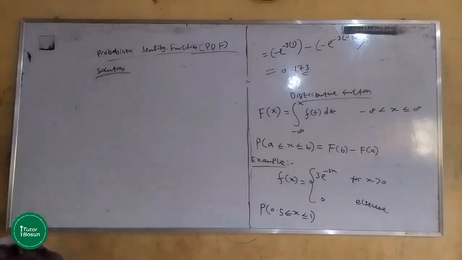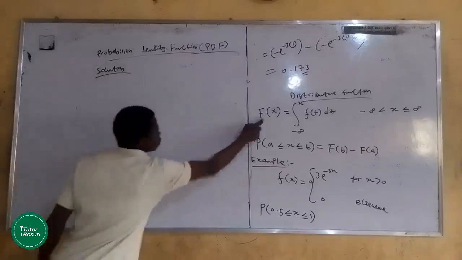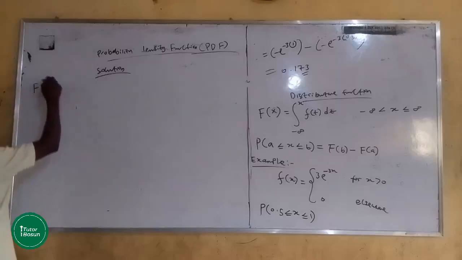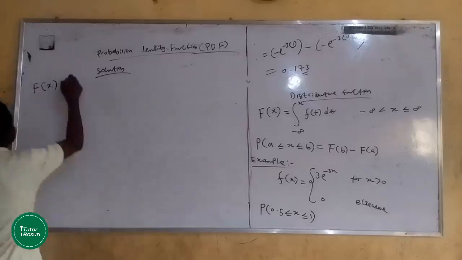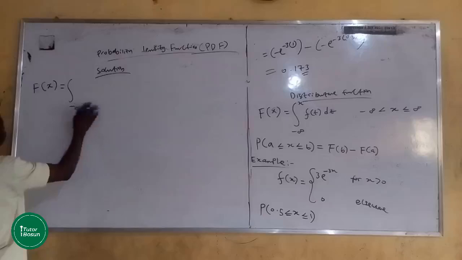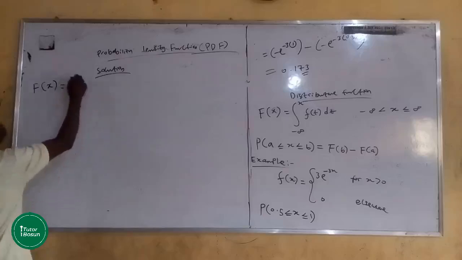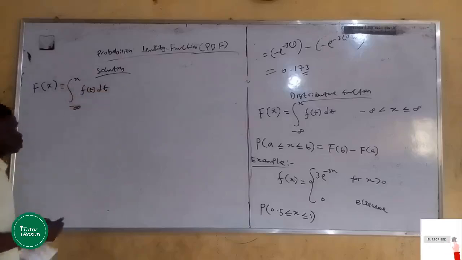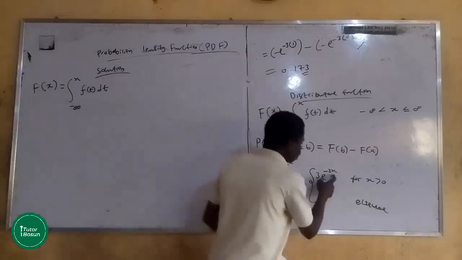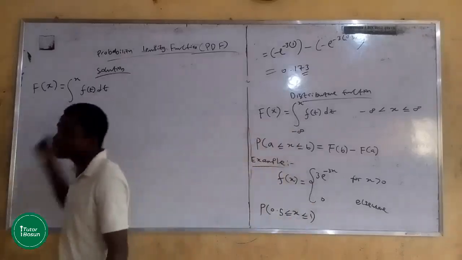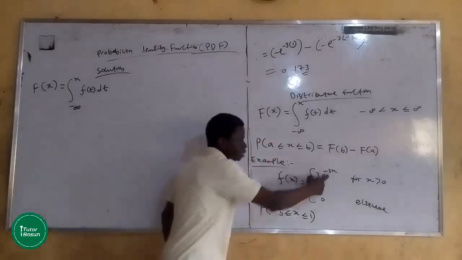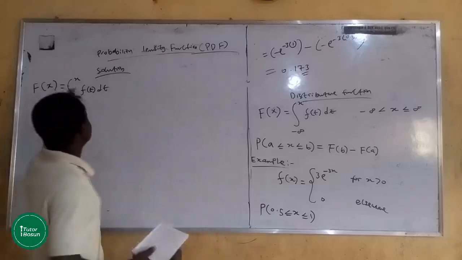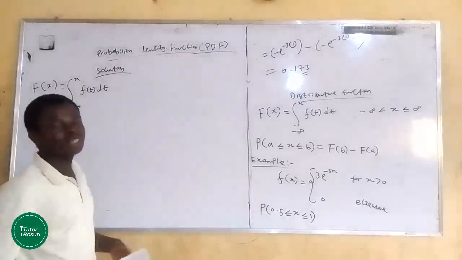So what do we do? We apply this formula, capital F of x, which is going to be the integral from minus infinity to x of f of t dt. As you can see, our function is not in terms of t, but we want to integrate with respect to t. What do you do? You change those x to t. Then after introducing your boundary condition, x will return into the expression.